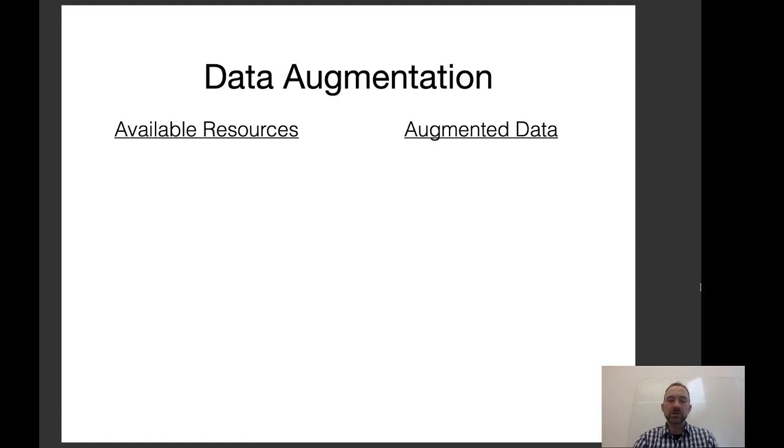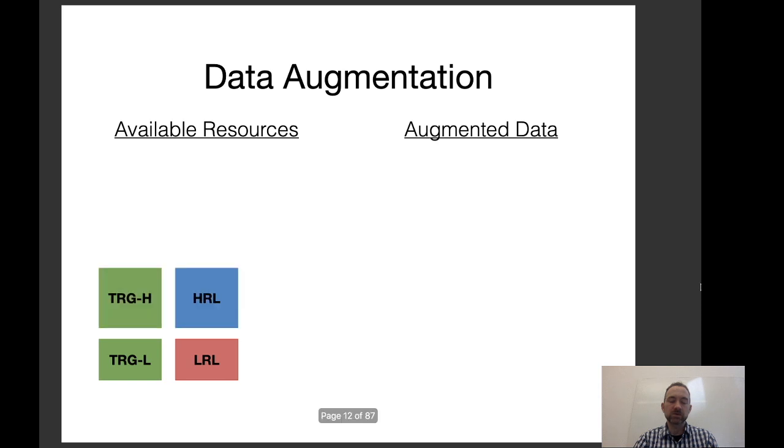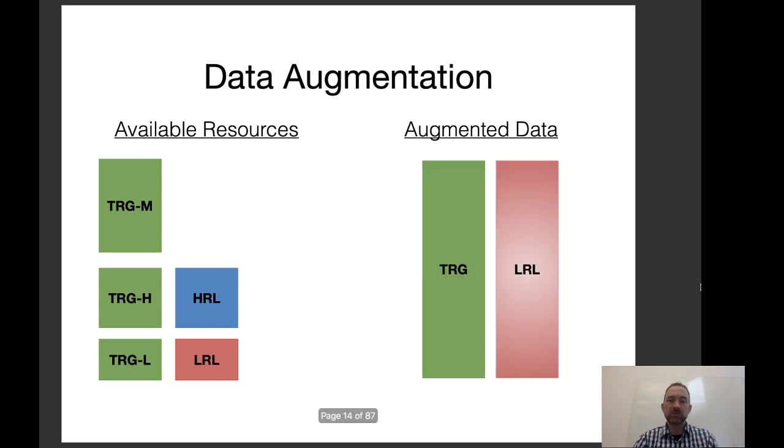Data augmentation basically tries to take our available resources, such as direct parallel data between the language we want to translate and the target language, maybe a related high resource language, or maybe monolingual data in the target language or even source language. From these, we want to create augmented data where some of this data may be naturally occurring, but other data may be pseudo-parallel data that is not necessarily correct. It can be automatically generated in some way.